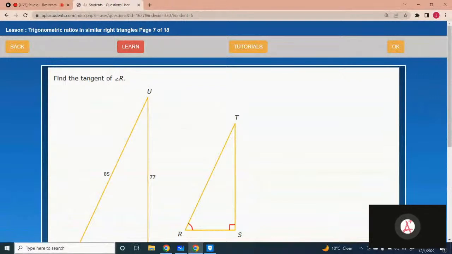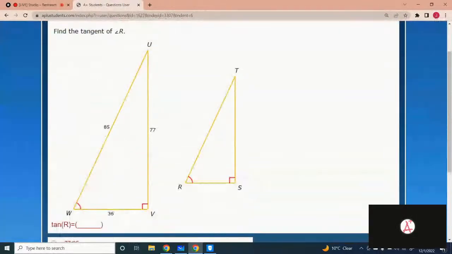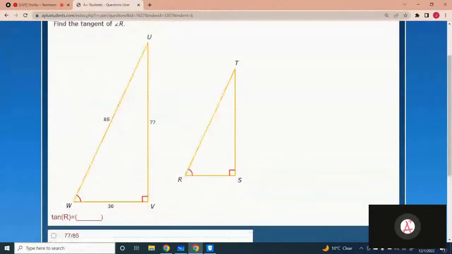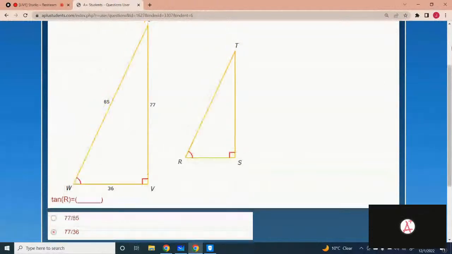Okay, the next one is the tangent of angle R. Okay, so tangent is opposite divided by the adjacent. Got it? So according to angle R, opposite is 77 and adjacent is 36. It would be 77 divided by 36. Got it? So select the correct option, then click on the OK button.